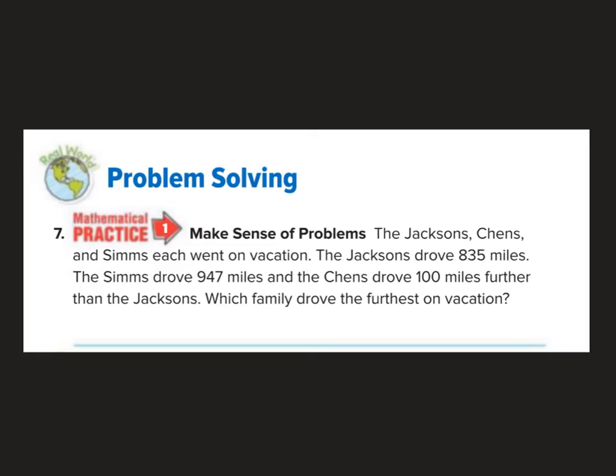Problem solving. The Jacksons, Chens, and Sims each went on a vacation. The Jacksons drove 835 miles. The Sims drove 947 miles. And the Chens drove 100 miles further than the Jacksons. So let's go back here. The Jacksons were 835. So if I take 835 and they drove 100 miles further, that means I need to add 100.